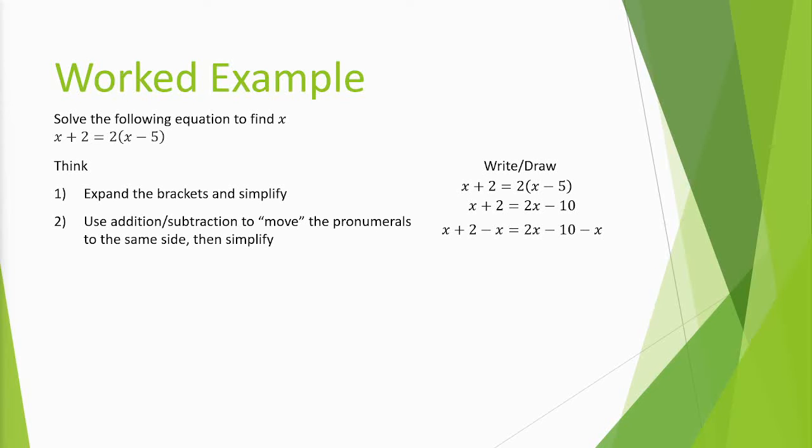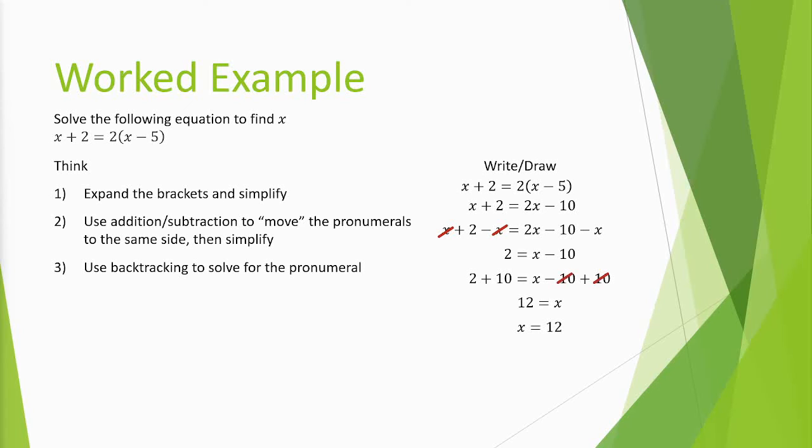Next, we're going to subtract or add one of the terms with the pronumerals. Now we're going to use the x, so we're going to minus x off both sides. X minus x just cancels out, but 2x minus x is left with 1x, or just x, and we've still got that minus 10 on the right hand side. Next, we need to do our backtracking, and we're going to add 10 to both sides to get rid of that minus 10, and when we add 10, they cancel out, and we get 12 equals x, and because it's an equal sign, we can flip them over and get x equals 12.